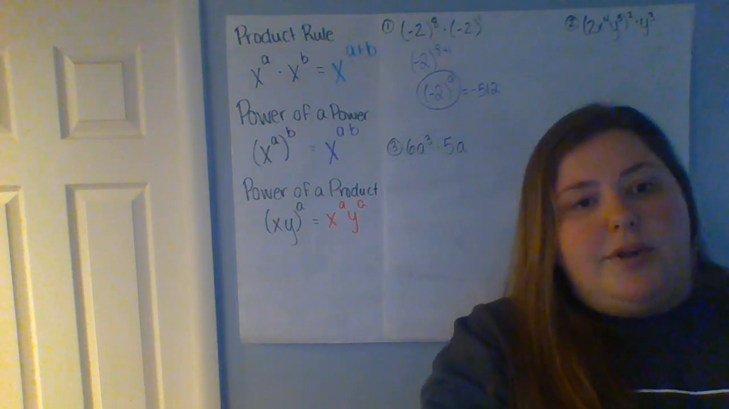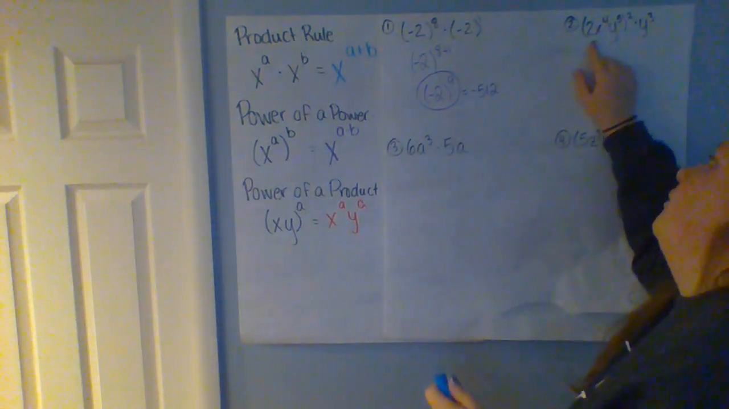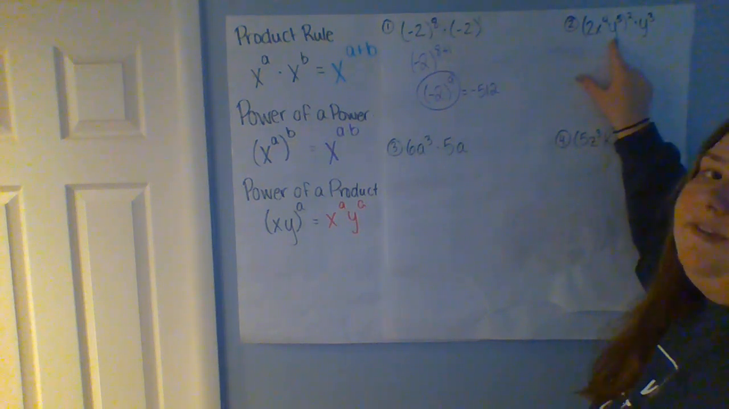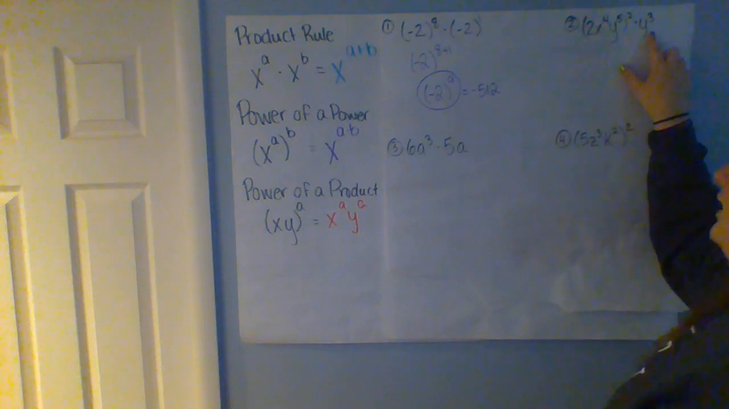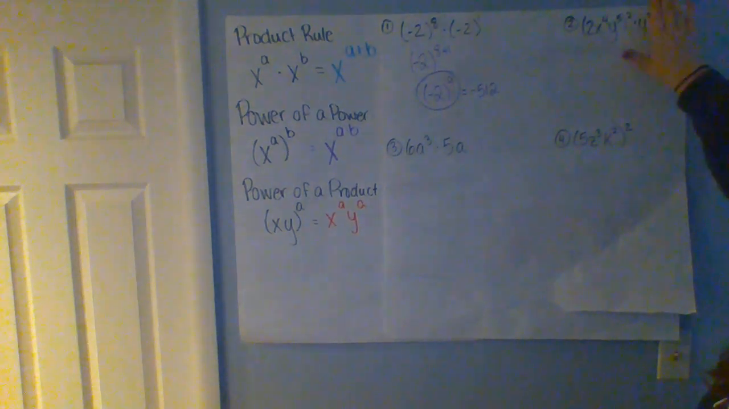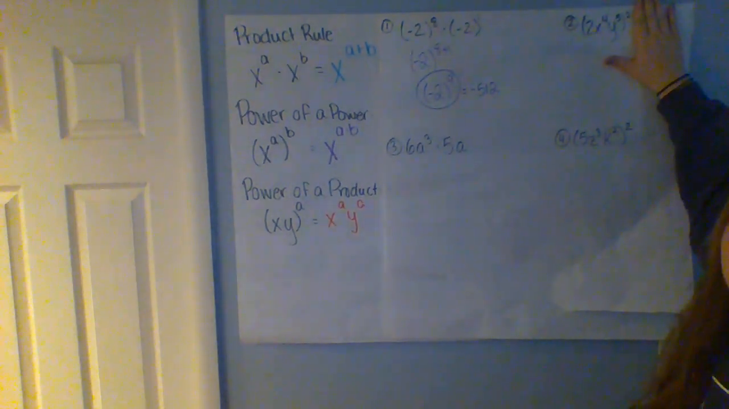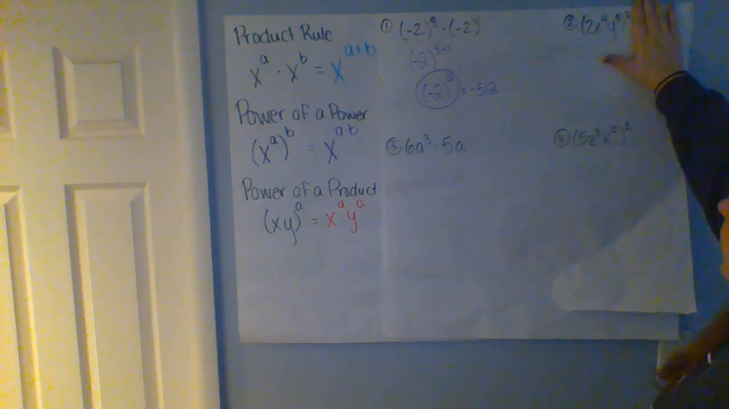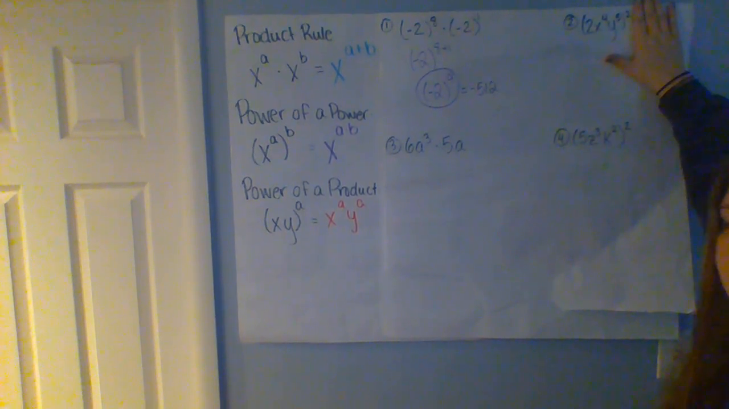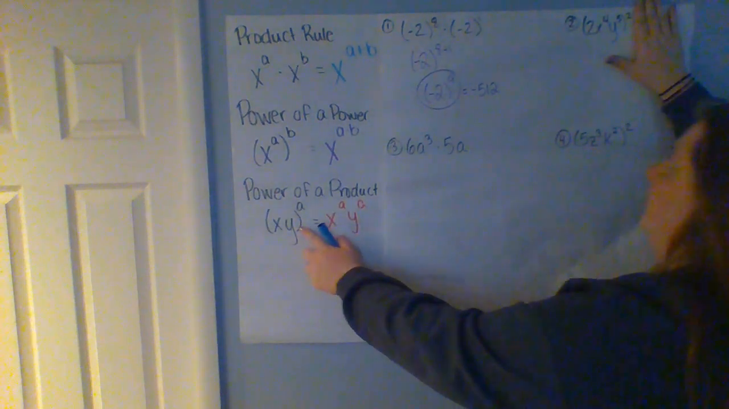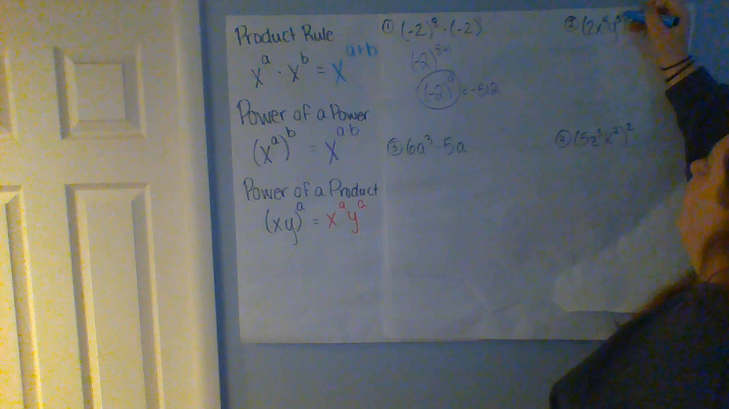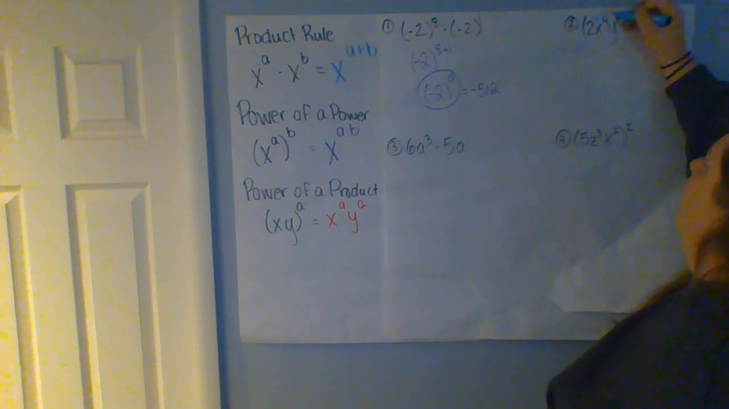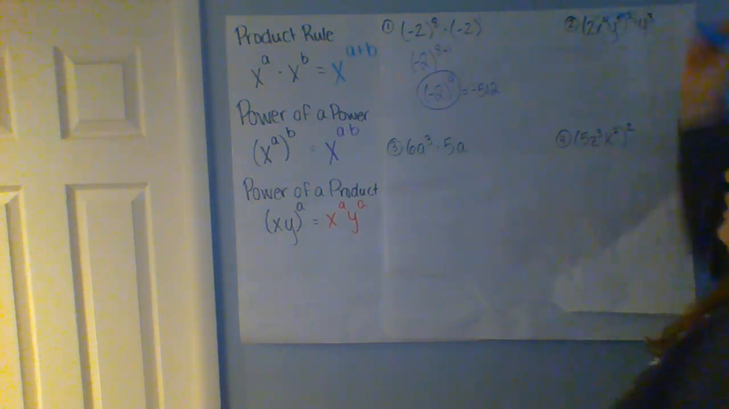Our second example is 2x to the 4th, y to the 5th, all squared, and then times y to the 3rd power. So I'm going to cover up that y to the 3rd power first, and look at this 2x to the 4th, y to the 5th squared. So this would be the power of a product. So this 2 out here is going to go to every single term in there.